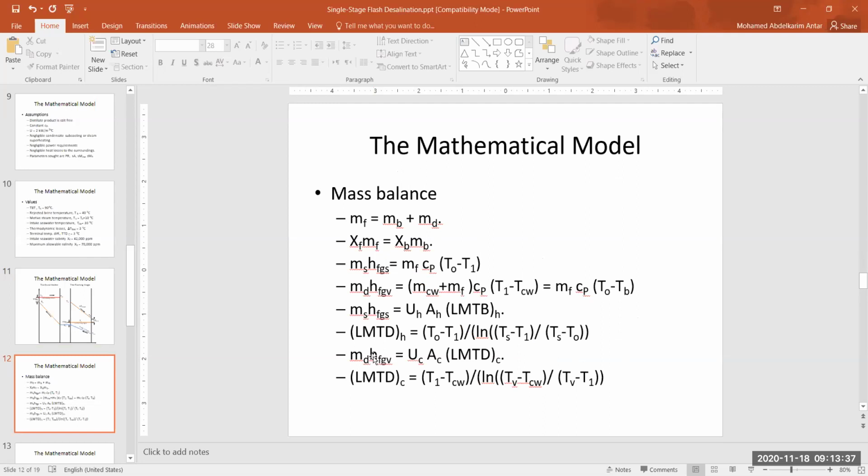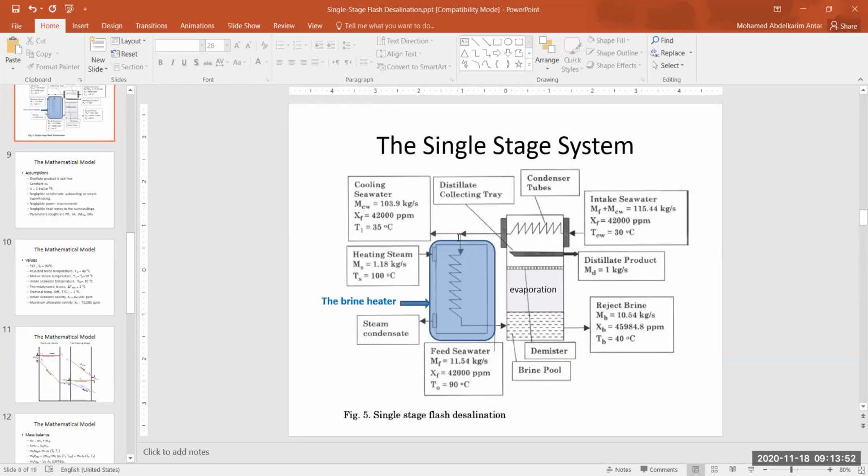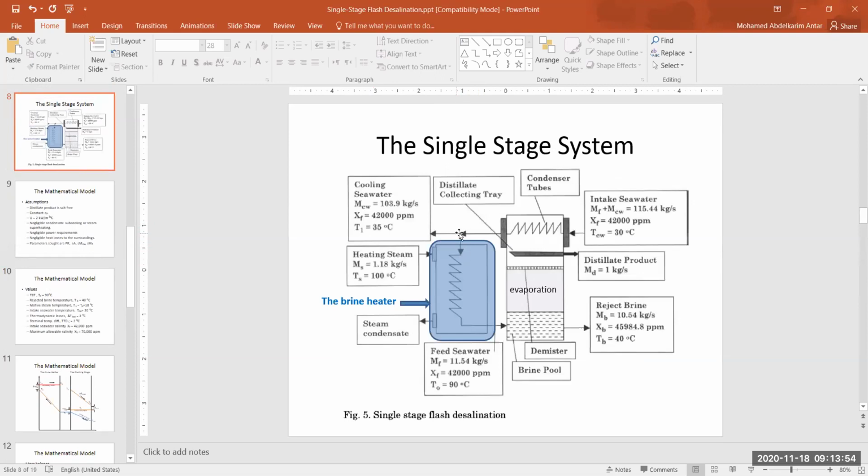These are the basic equations that we are using. The mass balance: the feed which is coming, part of it will be converted into sweet water. The rest is going to be rejected brine. And the feed here is coming at the inlet here to the brine heater. This is the feed entering here. It will be heated to the highest temperature, and that feed is going to enter the effect. Part of it will leave as vapor that will condense into MD, and the rest will be leaving as brine, which is MB, to be thrown away back to the sea.